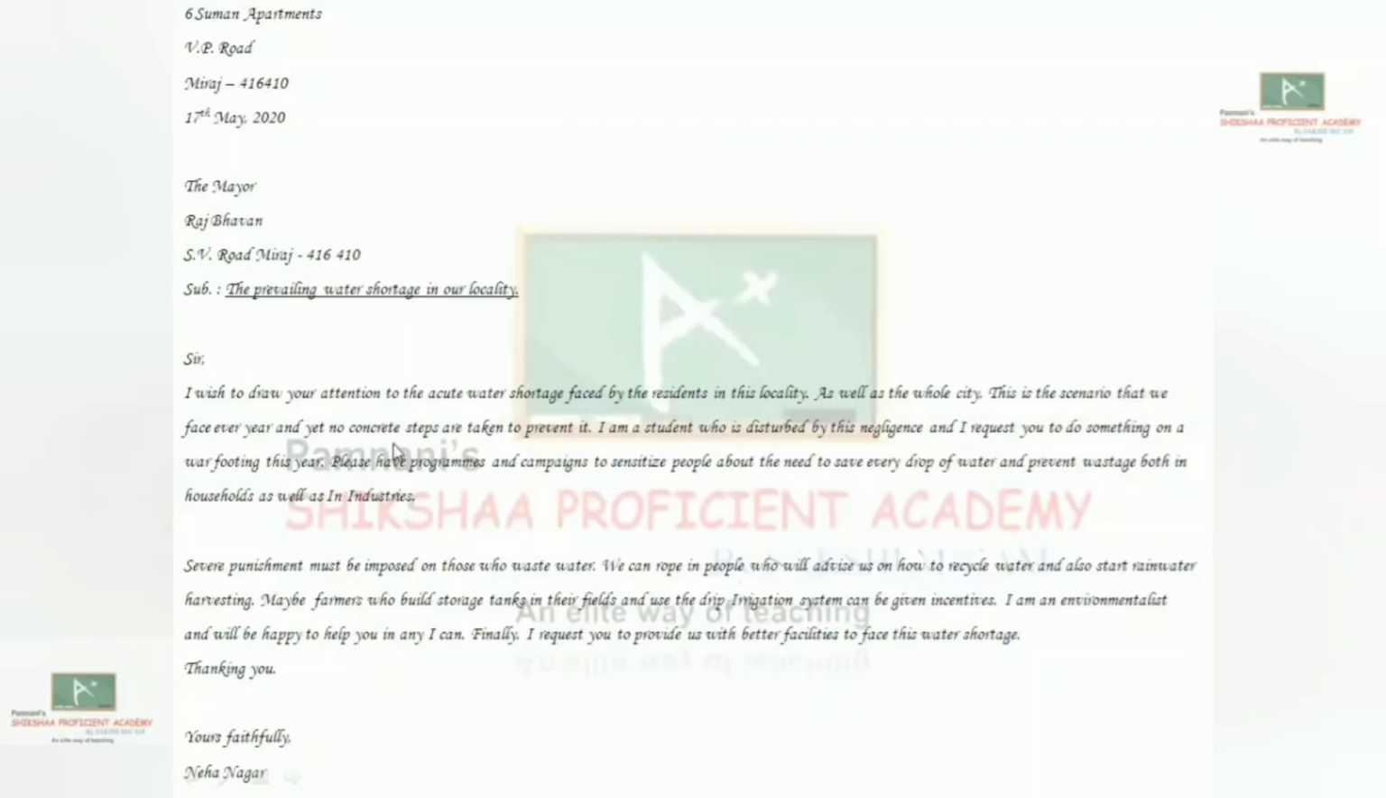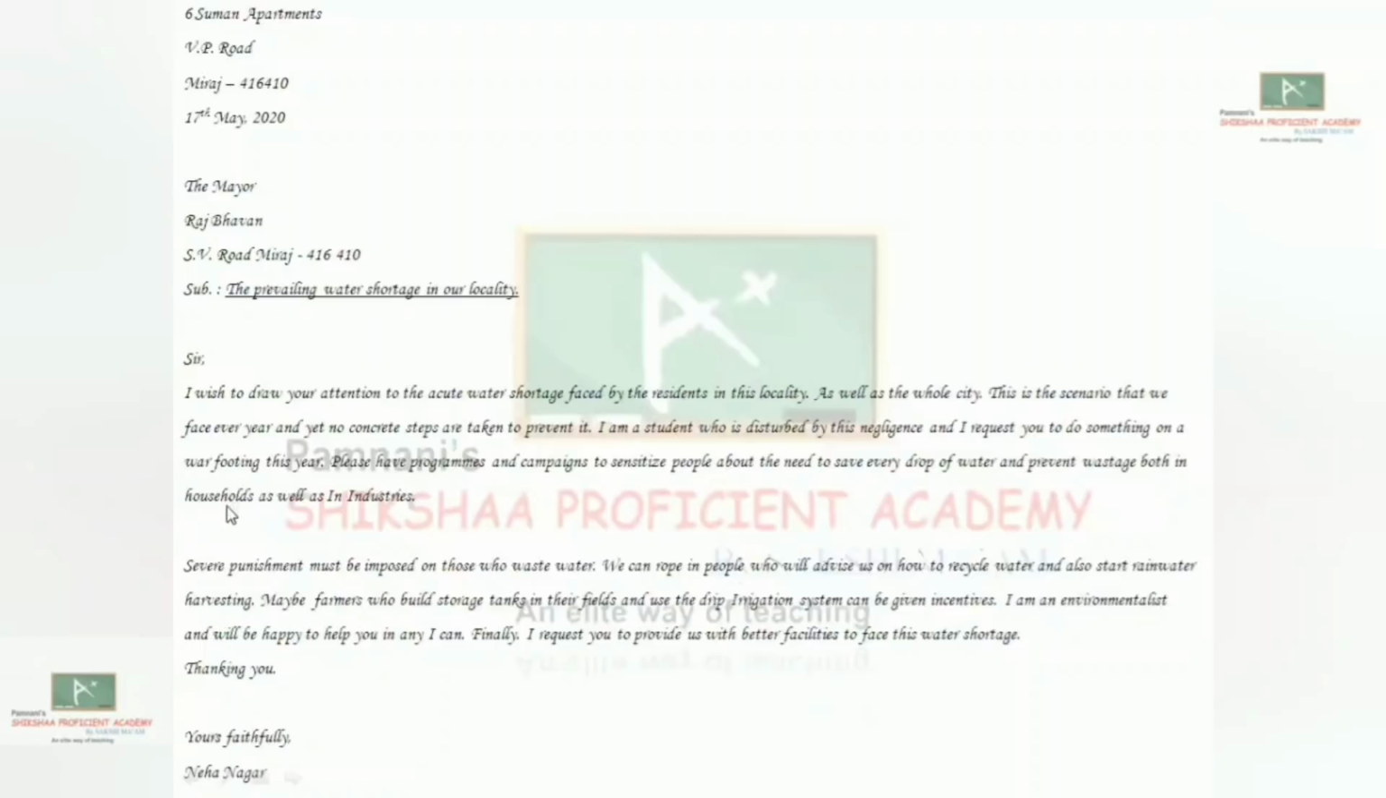This is the scenario that we face every year, and yet no concrete steps are taken to prevent it. I am a student who is disturbed by this negligence, and I request you to do something on a war footing this year. Please have programs and campaigns to sensitize people about the need to save every drop of water and prevent wastage both in households as well as in industries. We leave a line and begin with the next paragraph.